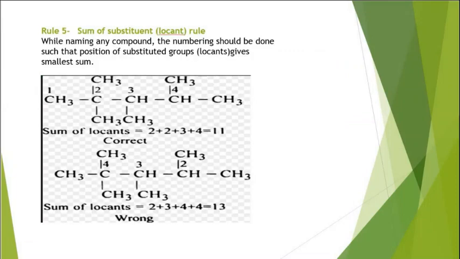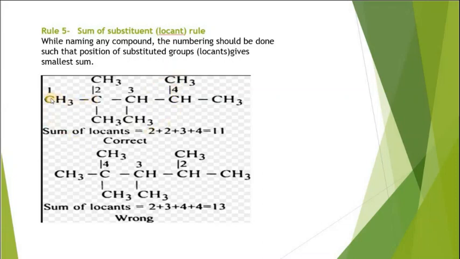Now rule number 5 is related to multiple substituents if they are present. Girls, substituents are sometimes called locants as well. So this rule is related to multiple substituents if they are present in the parent carbon chain. For example, you can see this carbon chain, which is a 5-carbon chain, but it has multiple substituents. On position 2 there are 2 methyl groups, on position 3 there is a methyl group, and on position 4 there is a methyl group.